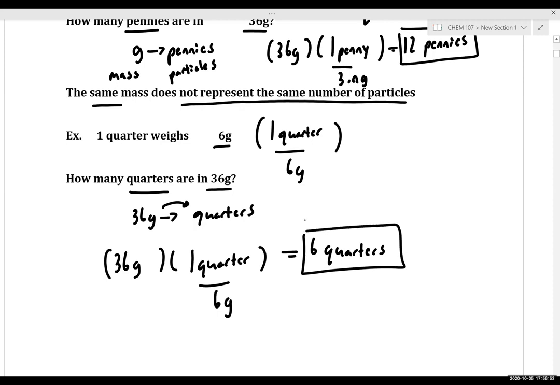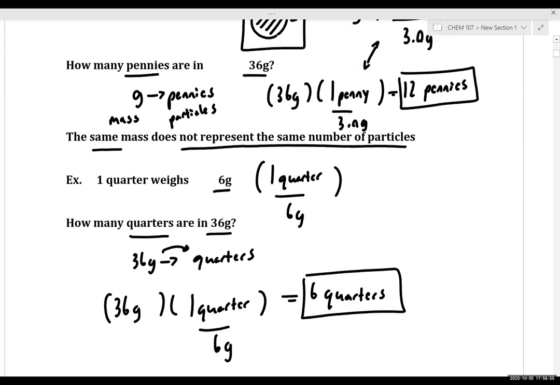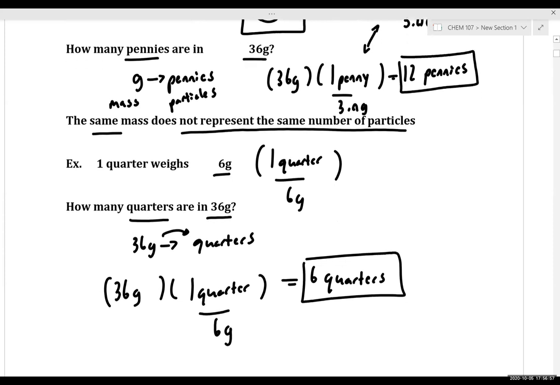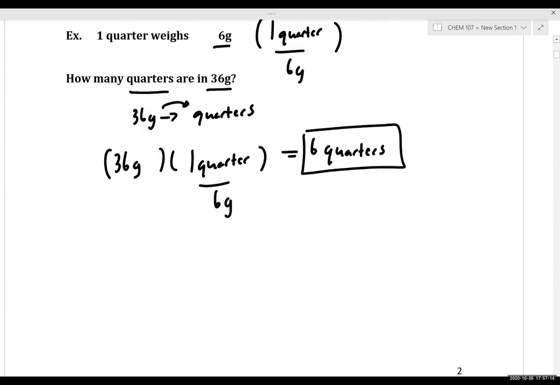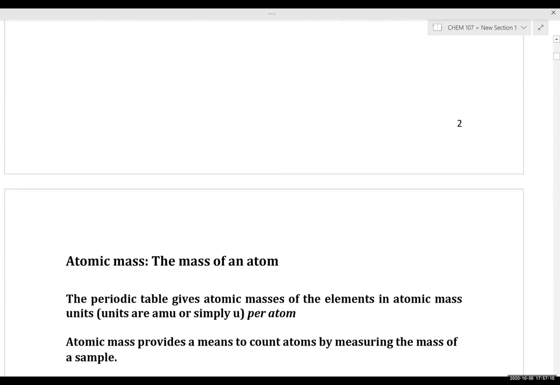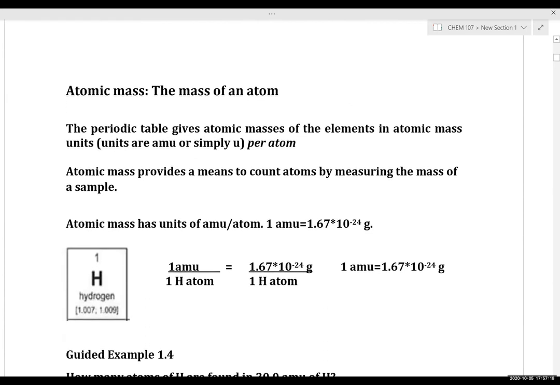Does that make sense to everyone? Does everyone see how, depending on the material that you're studying, each mass corresponds to a unique number of particles, such as pennies or quarters? Does that make sense? Yes. Perfect. So, what does this have to do with atoms?